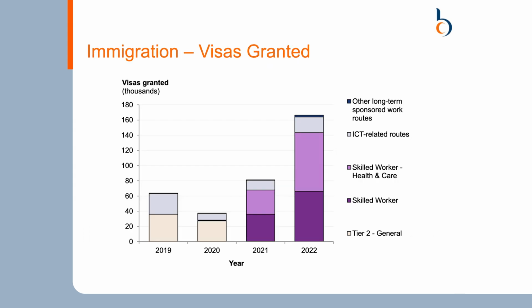Looking at migration also, there's immigration, which is the other place that there's been big changes in the workforce. So this looks at the number of visas granted for different workforces. Now, there is a change taking place in 2011 and 2022, which introduced the skilled worker health and care, and the skilled worker categories. But those categories have shown a big increase as well.